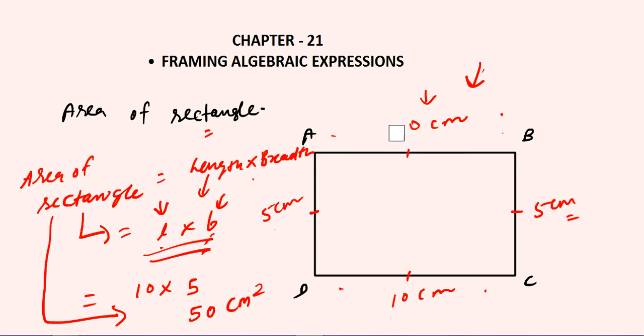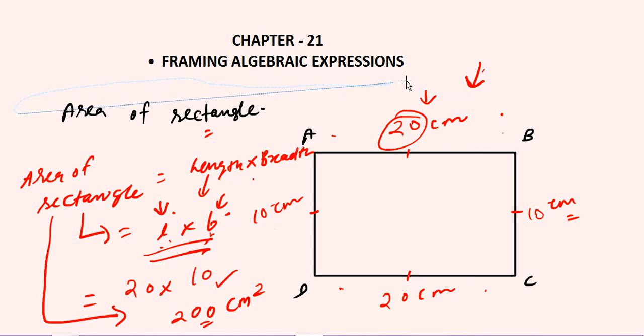Now if you have the value of this AB as 20 centimeter and this AD is 10 centimeter, again length into breadth. The bigger value always represents length. So here length will be 20 and breadth will be 10. Now 20 into 10, 200. Now tell me, is the answer the same or different? Definitely the answer is different. That's why L and B both are variables and they are changing as per the question.